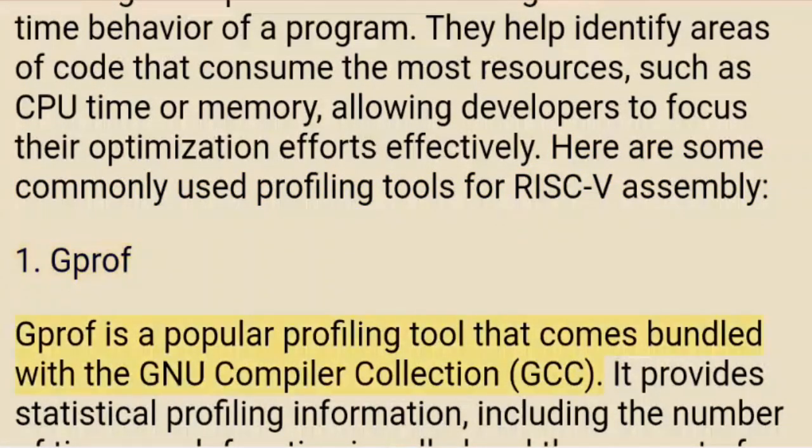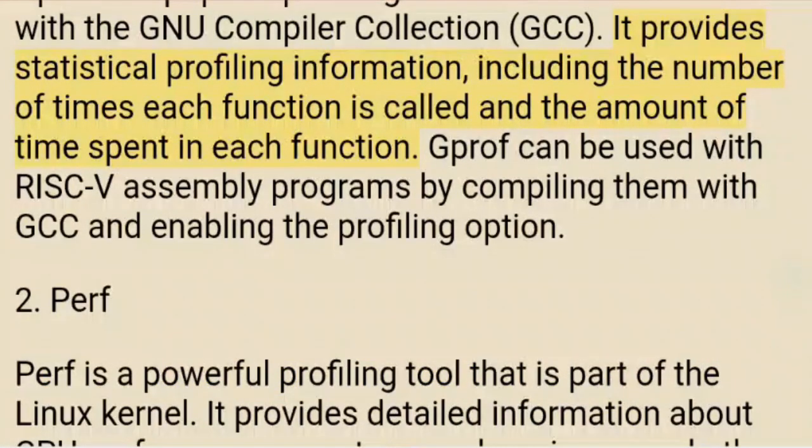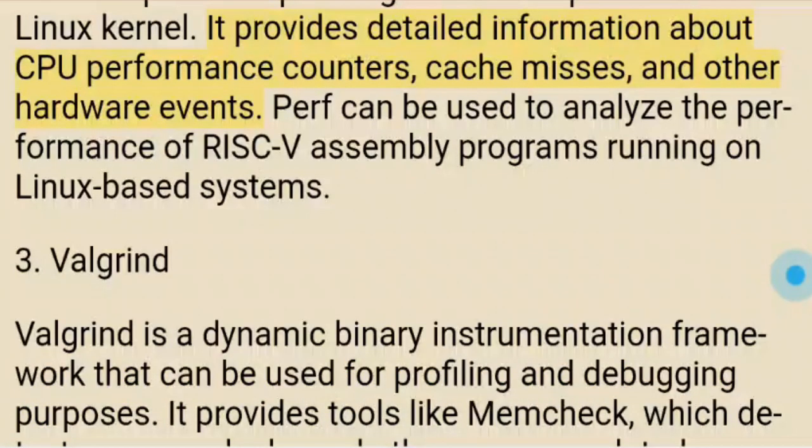1. gprof. gprof is a popular profiling tool that comes bundled with the GNU Compiler Collection, GCC. It provides statistical profiling information, including the number of times each function is called and the amount of time spent in each function. gprof can be used with RISC-V assembly programs by compiling them with GCC and enabling the profiling option. 2. perf. Perf is a powerful profiling tool that is part of the Linux kernel. It provides detailed information about CPU performance counters, cache misses, and other hardware events. Perf can be used to analyze the performance of RISC-V assembly programs running on Linux-based systems.